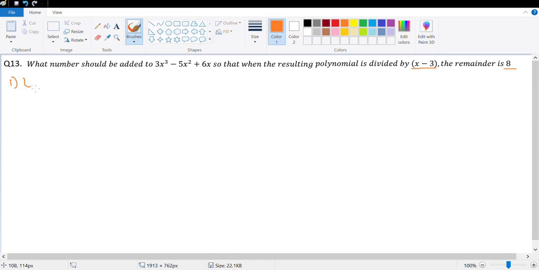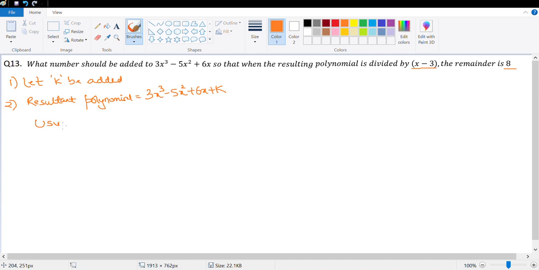Okay, so let k be added. So our resultant polynomial is equal to 3x cubed minus 5x squared plus 6x plus k. So that's the polynomial that we have. And this is being divided by x minus 3 and there is a remainder of 8.